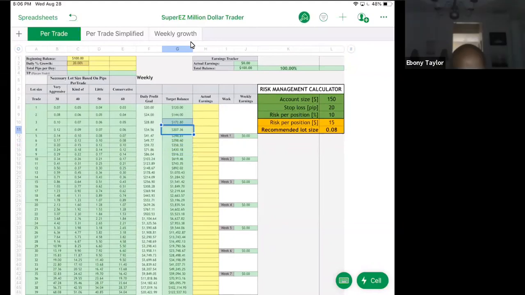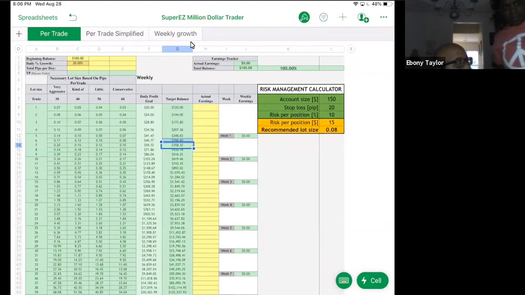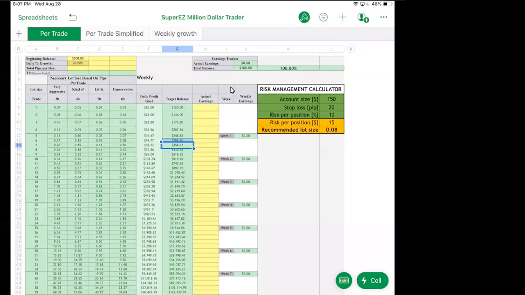For example, if my account balance is not yet $340, whoever's unmuted, please mute. There we go. Sorry, I muted them.